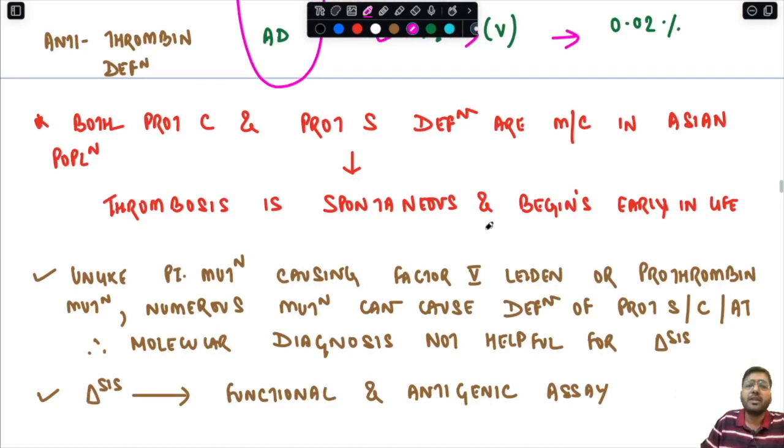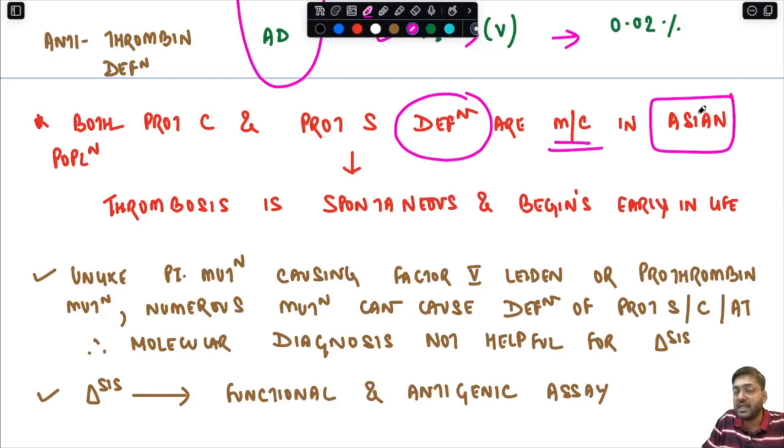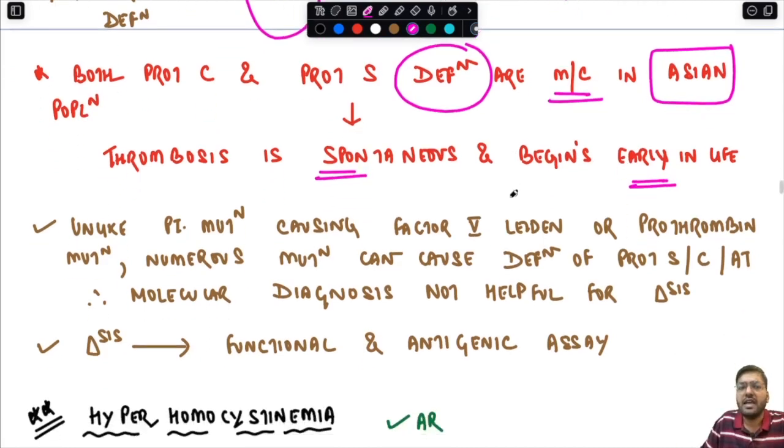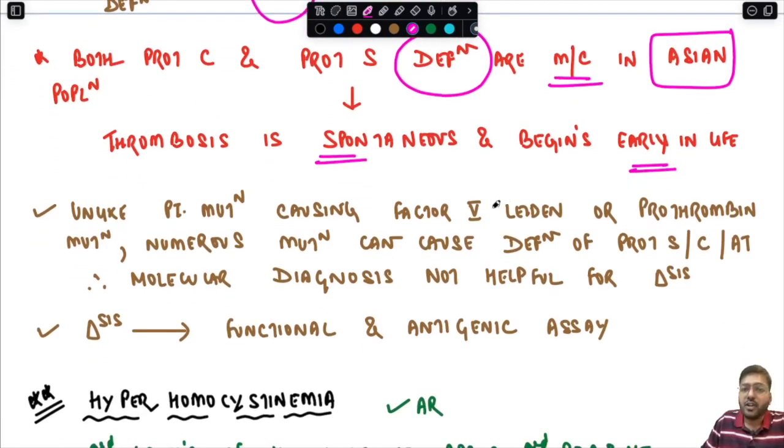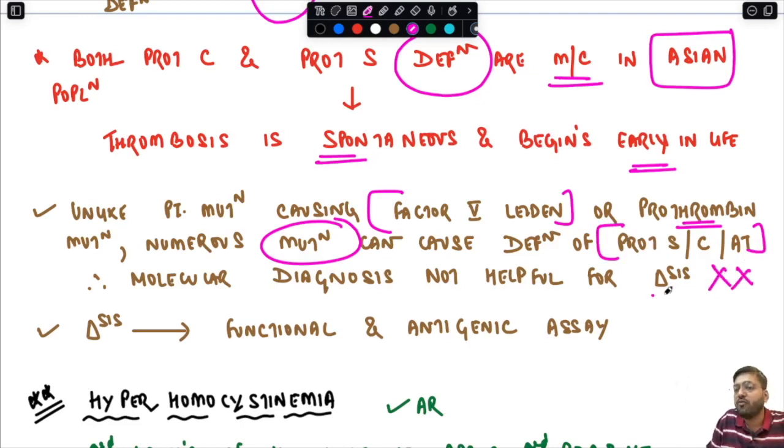Now remember, both protein C and protein S deficiency are most commonly seen among the Asian population, and even among the Indians these are more common. They basically present with thrombosis, and the thrombosis over here is spontaneous and begins in early life. Any inherited condition begins in early life. Unlike the point mutation causing the factor 5 Leiden mutation or the prothrombin mutation, unlike the other two inherited thrombophilias, remember, there are numerous mutations which can cause deficiencies of protein C, protein S as well as antithrombin. Therefore, molecular diagnosis is not at all helpful for the diagnosis of protein S, C and antithrombin III deficiency.